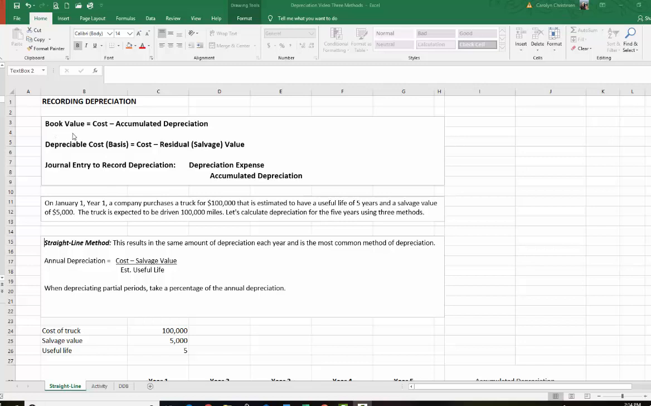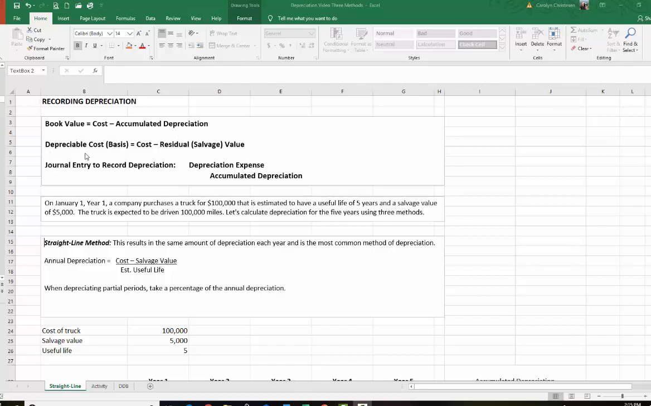Book value. Now book value also has other meanings. You might think book value means what an asset is worth, for example, the book value of your car. But in accounting, book value has a different meaning. Same word, different meaning. It is the cost of the asset minus the accumulated depreciation to date. That's what book value is.